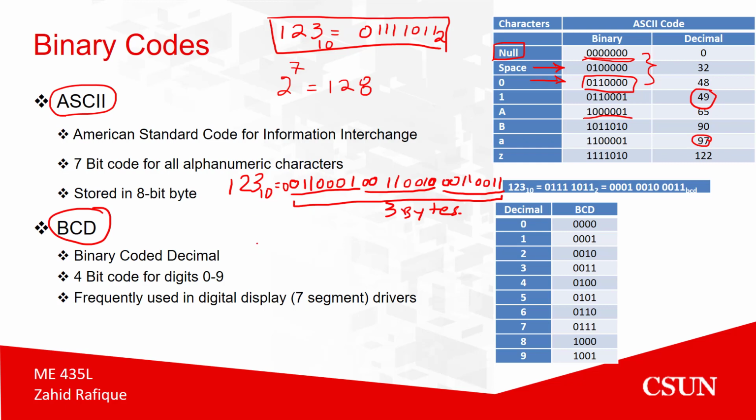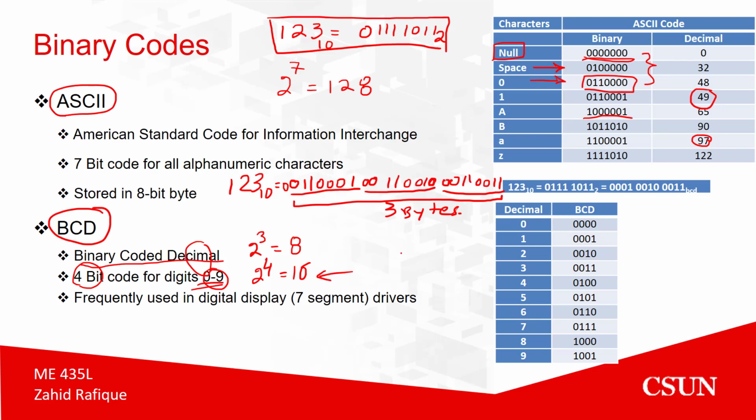The second of the binary codes that we'll talk about today is BCD. It stands for binary coded decimal. BCD is a 4-bit code and it represents digits from 0 to 9, hence binary coded decimal. Now we use 4 bits because if you use only 3 bits, 2 raised to power 3 gives me a combination of 8, whereas 2 raised to power 4 gives me a combination of 16, and since I have 10 digits, this is my viable option.